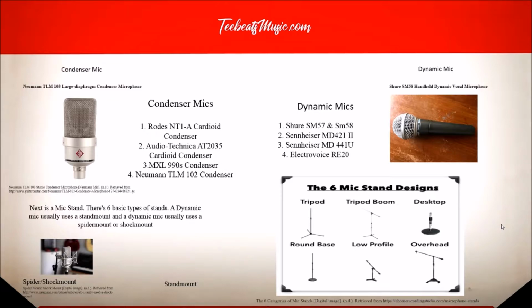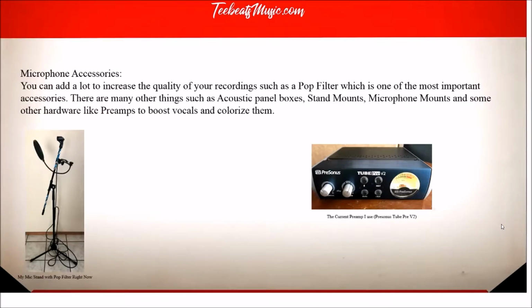Now there's 6 basic types of stands. There's a tripod, boom, desktop, round base, low profile, and overhead. And I don't know if there's any more, but I guess these are the basic ones. I took it from some website because I wanted to sum up all the basic mic designs. And I have the tripod, and these are my mic accessories right here.